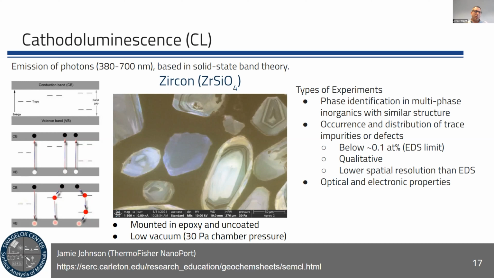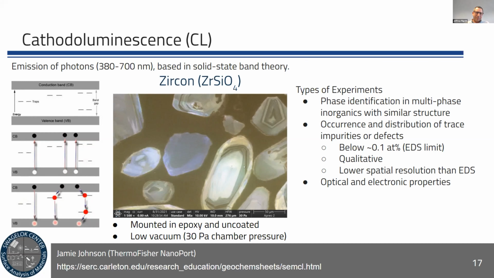So with the CL detector, it's just going to be imaging. There's no spectrum to actually identify what the trace impurities are. We have other techniques for identifying that if you're interested, but in this case, it can be used to visualize rapidly where there are impurities or defects and how they're distributed throughout your sample.